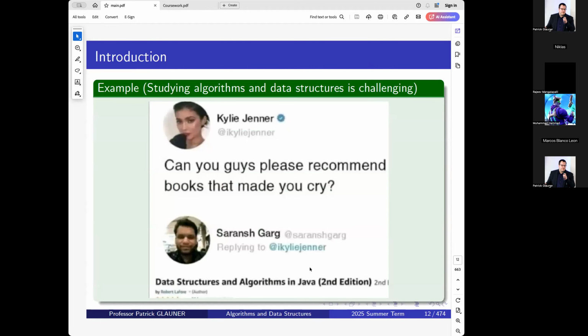Now, this is just a meme. I don't know if it's true, but I found this on the internet and I just found it funny. Kylie Jenner asked on Twitter, can you guys please recommend books that made you cry? And here one person comments, data structures and algorithms in Java made that person cry. So studying algorithms and data structures is challenging, but this course will not make you cry. The course will be lots of fun.